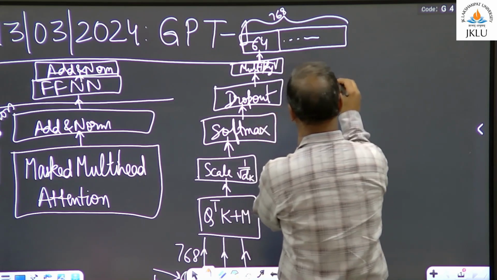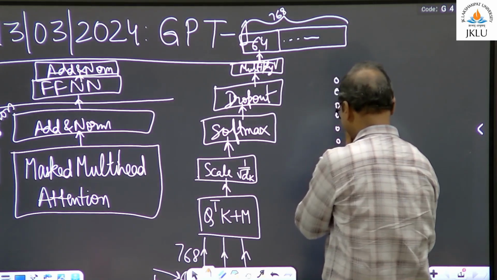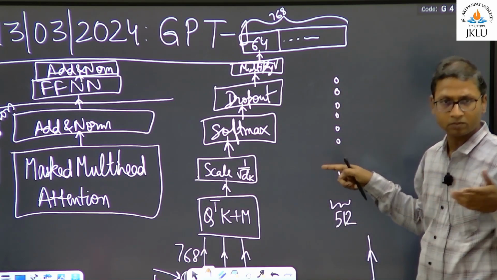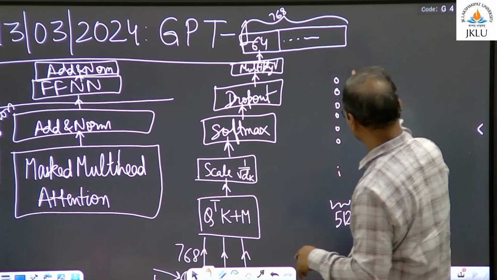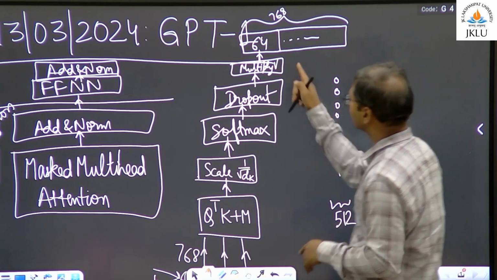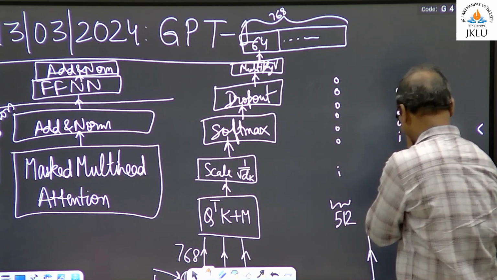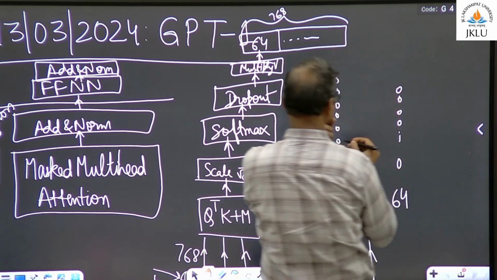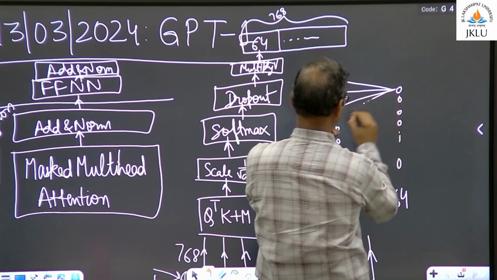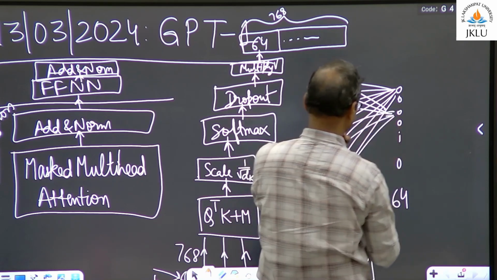So how many outputs here? This layer will be 512. No, I am just talking about one. This one, and what is this last thing? The dimension of V is 64. So what we are saying here is, we will drop some of these connections, right?